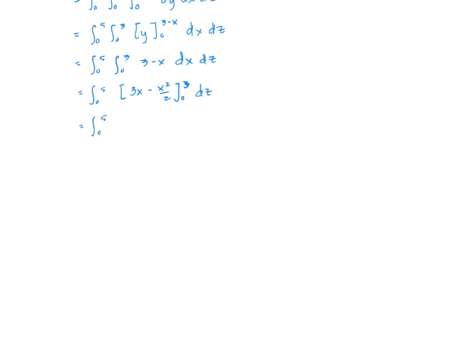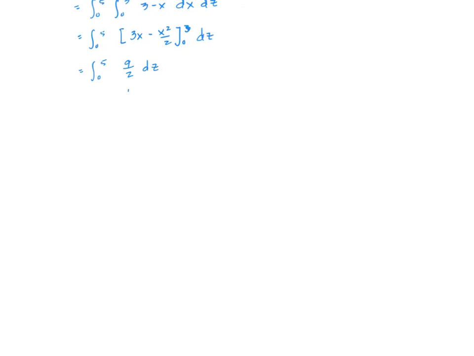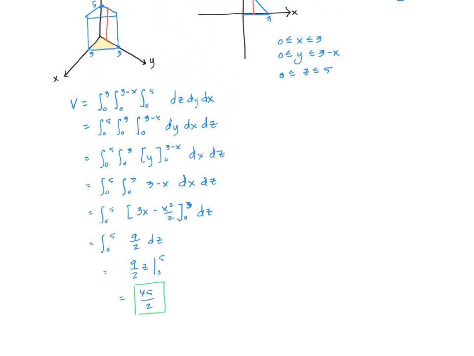So integral from 0 to 5 of 9 halves dz, and we get 9 halves z evaluated from 5 to 0, and then that will give me 45 over 2, which is exactly what I found when I did this geometrically. So let's go back up to the original, before I changed the order, where I left it as dz, dy, dx. Do we get the same answer?